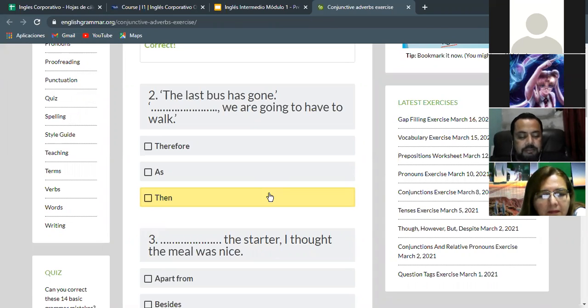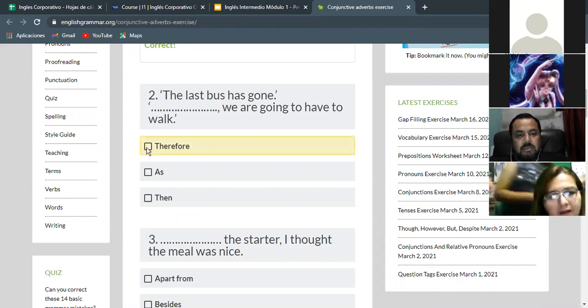Them. Everybody agrees that is them? Yes. I think it's therefore. No, therefore. For me, it is therefore. So we are like half and half. So what do we do? Therefore or then? Therefore. Okay, let's stay therefore and see what happens.